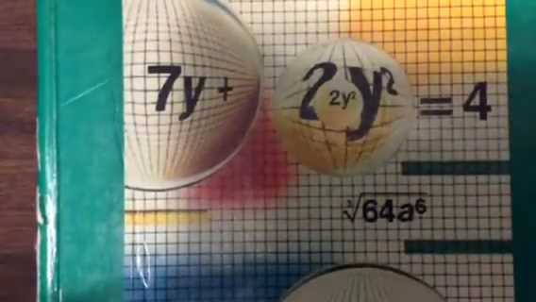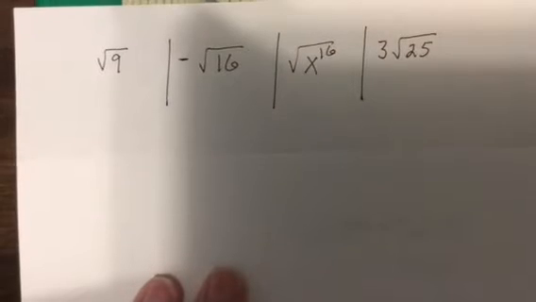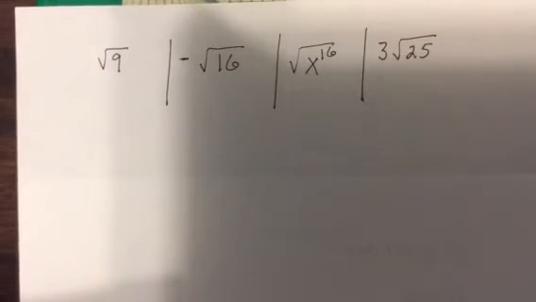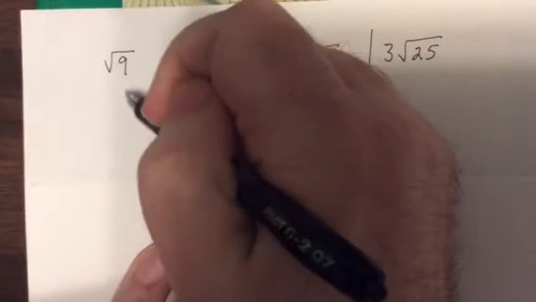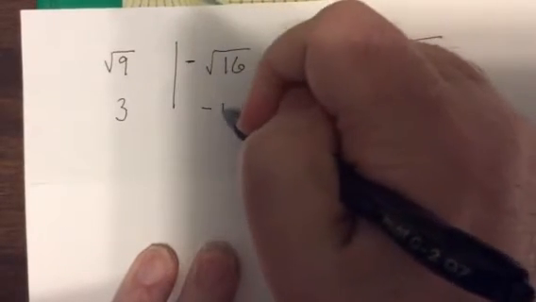Now what I want to do today is review. So, do those 4 problems for me right now. If you need to turn it off to do them, that's fine. Then turn me back on. Okay, here we go. Square root of 9. 3 times 3 is 9, so square root of 9 is 3.